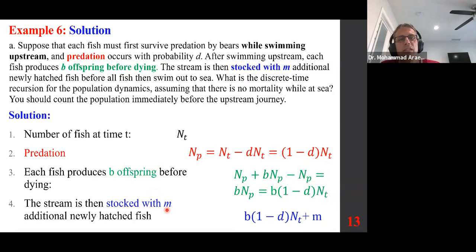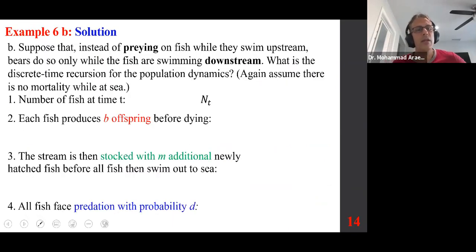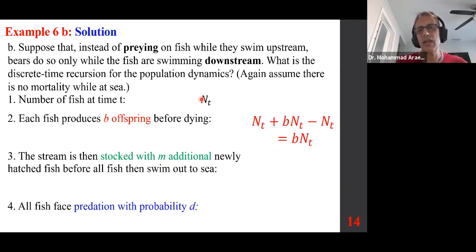Now, part B is slightly different. Let's see what happens in part B, everybody. Now, part B, again, we start with the same number, N sub T, X, Y, Z, a variable of your choice. But this one, first, they produce B offspring. So first, multiply by B. Okay, so again, I'm explaining how we arrive at it, but just simply multiply by B. Because remember, when they give us the offspring, then they die. That's why you just multiply by B. And then we give it M more. So add M.